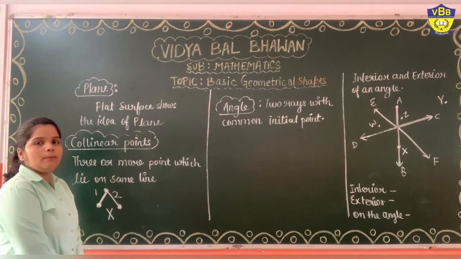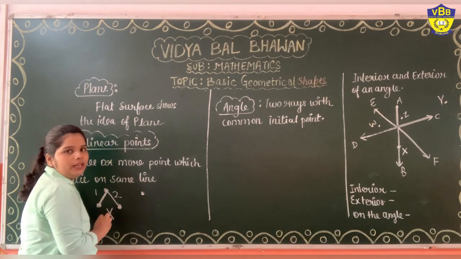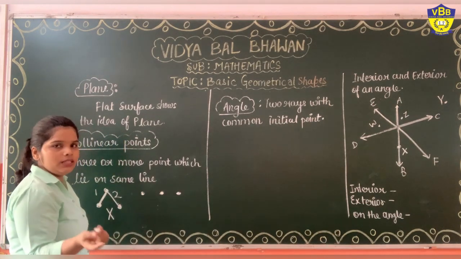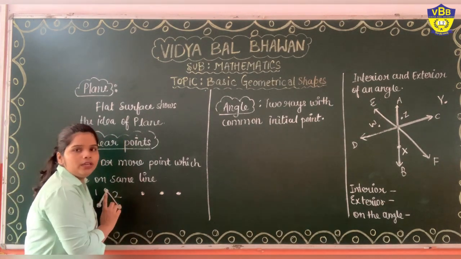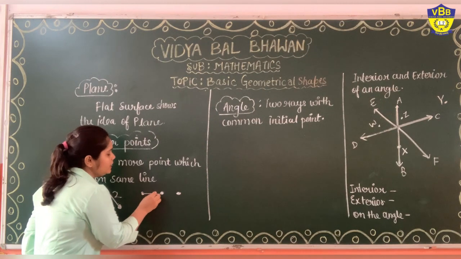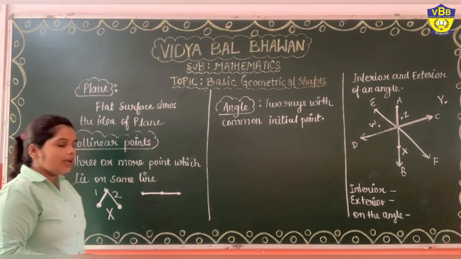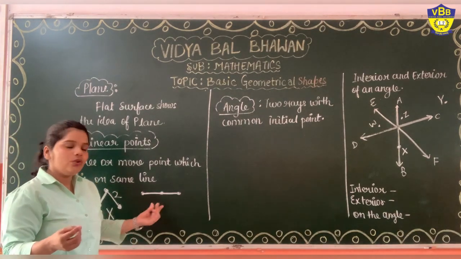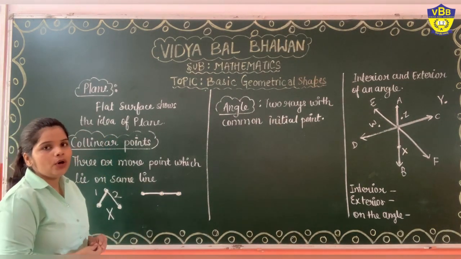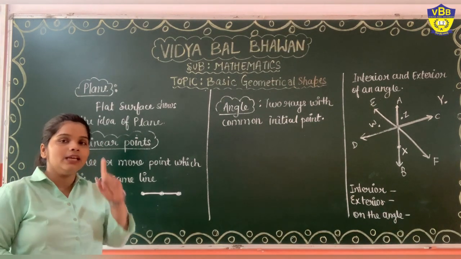Now, if I talk about collinear points, what are they? First point, second point, third point. Three or more, you can say. So if I want to join these 3 points, I can join them with the help of a single line. If I can do that, then these 3 points are collinear points. What are collinear points? Three or more points which can be joined with the help of a single line.